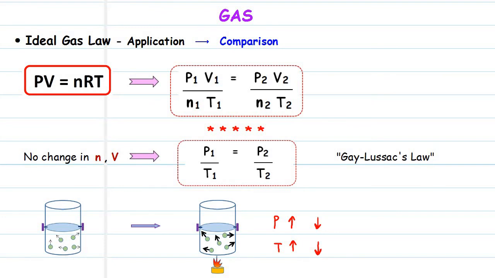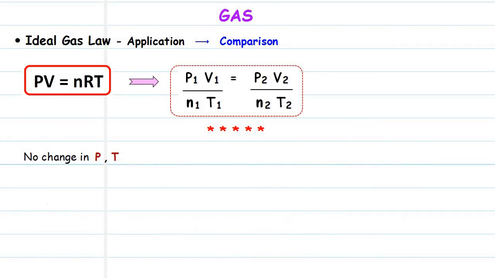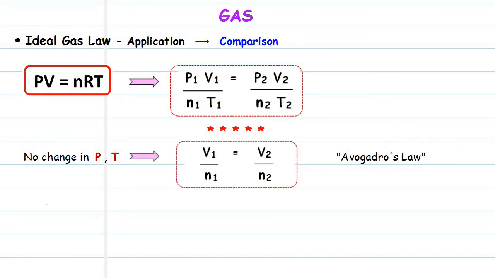So let's take a look at another one then. This is a little bit of a special case. We no longer fix N anymore, but this time we will try to fix P and T, making pressure and temperature remain the same throughout. That means we can cross out P and we can cross out T, and we will get V1 over N1 equal to V2 over N2, and we call that Avogadro's law.